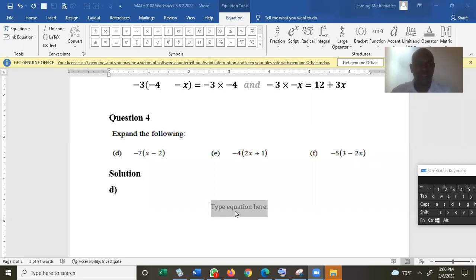So we're moving on to question number 4 and part D. And we have a -7 outside of x subtract 2 in the bracket. Okay. Pause a little while, reflect a little while before rushing to multiply. Certain things you can do is a little separation of terms inside of the bracket.